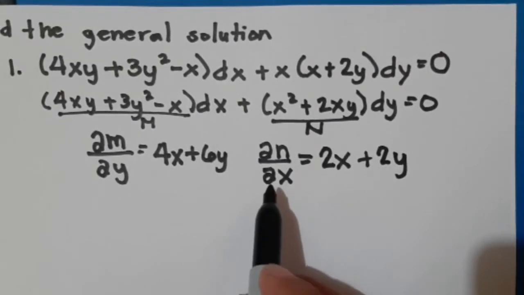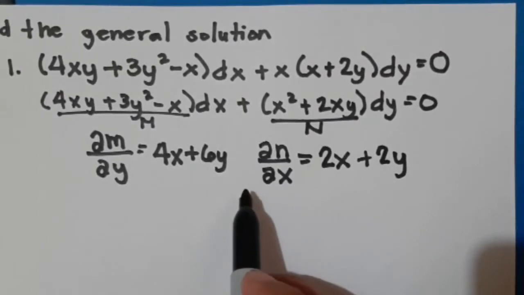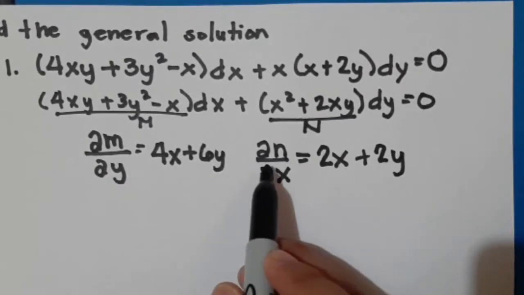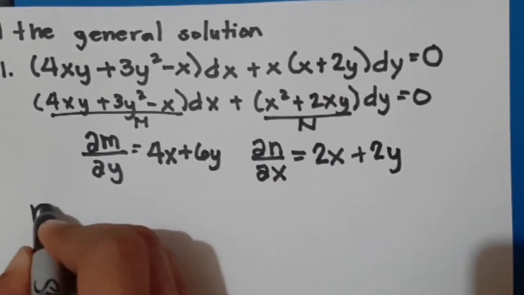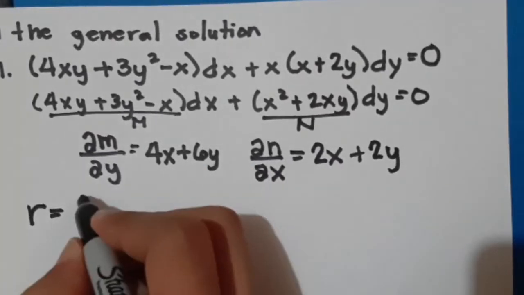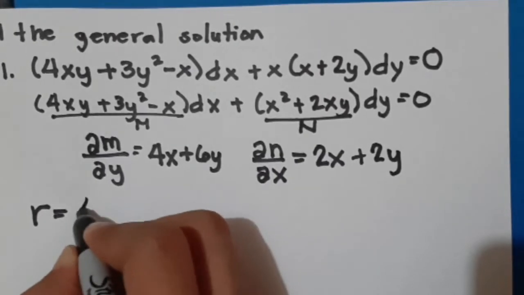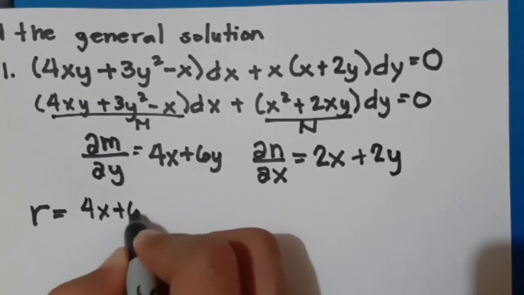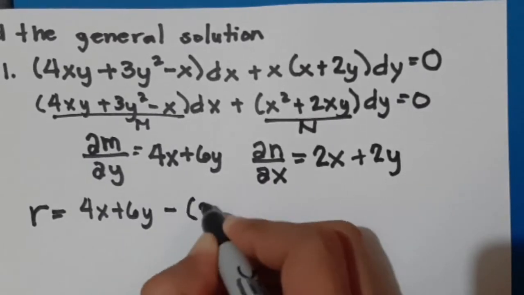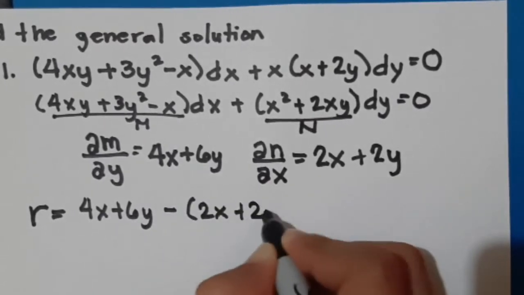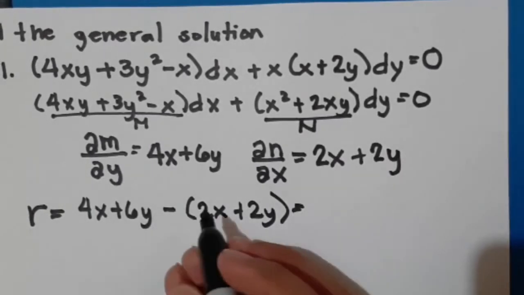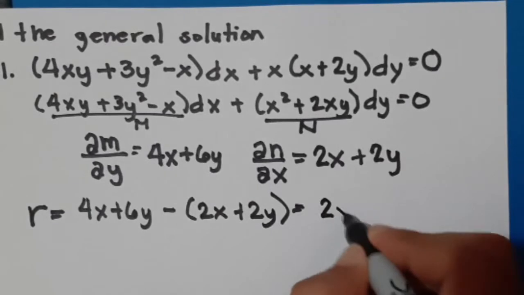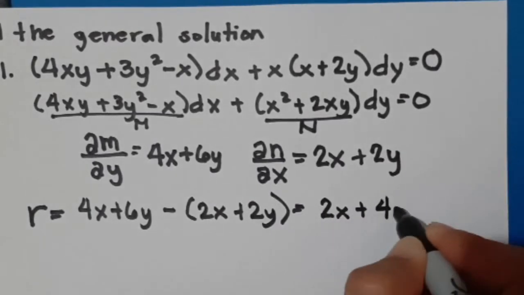So we will check if we can make the equation into an exact equation. How? We get their difference. Let us say their difference is R. So the partial derivative of M with respect to y is 4x + 6y minus (2x + 2y). Upon getting their difference, that is 2x + 4y.